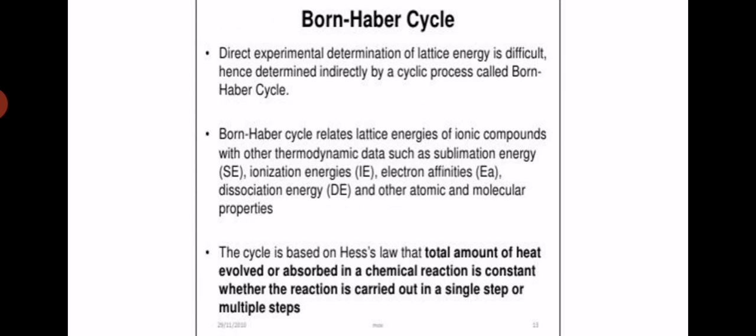So direct experimental determination of lattice energy is difficult, hence it is determined indirectly by a cyclic process called the Born-Haber cycle. These two scientists, Born and Haber, invented this cycle in 1919 to calculate the amount of lattice energy of a compound.